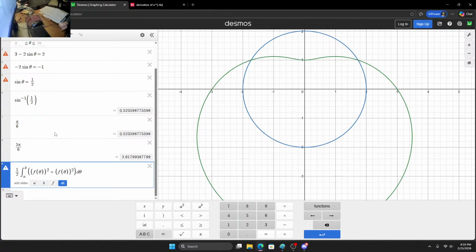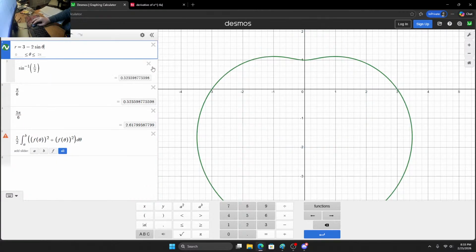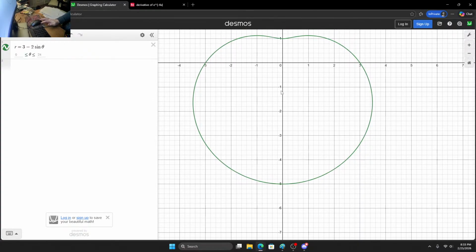An object moves along the curve r equals 3 minus 2 sine theta so that at time t seconds, theta equals t squared. Find the time in the interval 1 to 2 for which the x-coordinate of the object's position is negative 2.